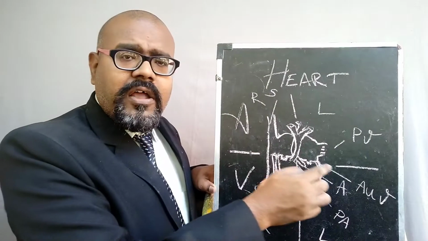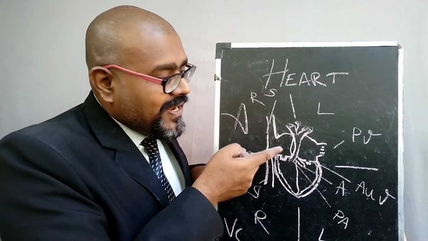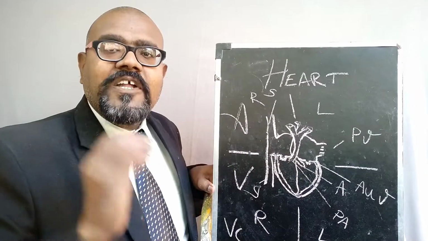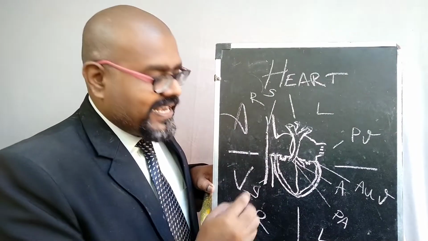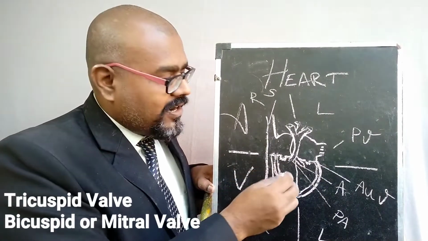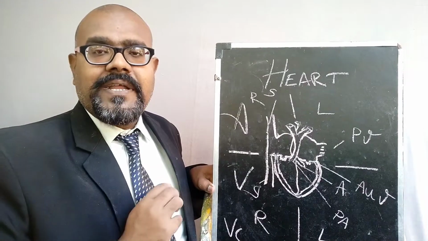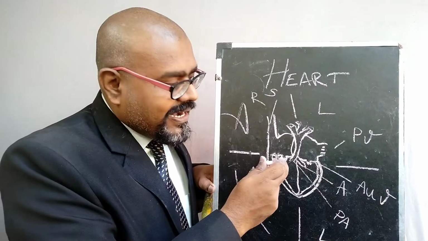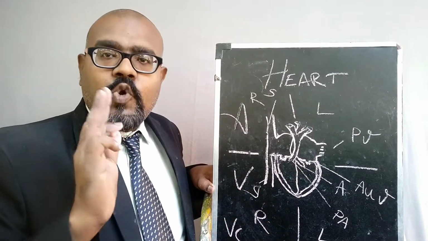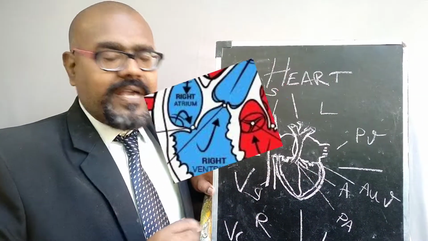In the auriculoventricular wall, which divides the auricles and ventricles, we have the two valves I am talking about: the tricuspid valve and the bicuspid valve. Tri means 3, so the tricuspid valve has 3 openings, and the bicuspid valve has 2 openings. These are present in the auriculoventricular wall.